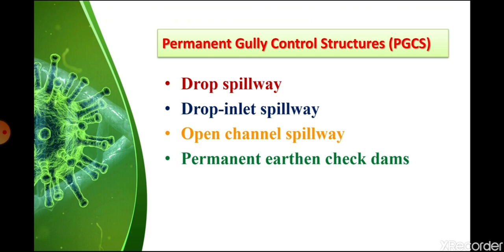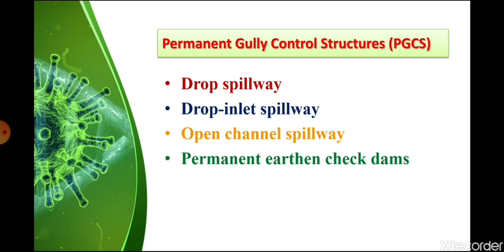So far we have discussed the temporary gully control structures, which include woven wire check dam, loose boulder check dam, brush dam, plank check dam, log check dam, etc. Now we'll discuss the permanent gully control structures, which are made of RCC. RCC stands for reinforced cement concrete.